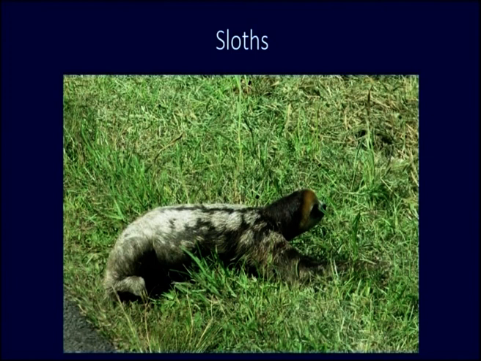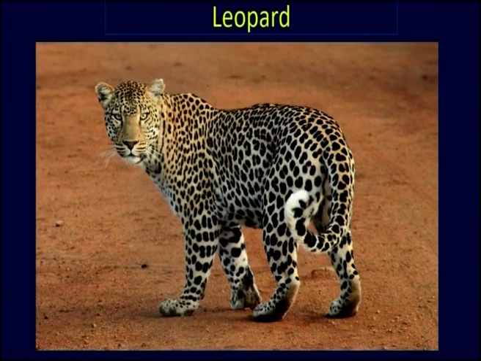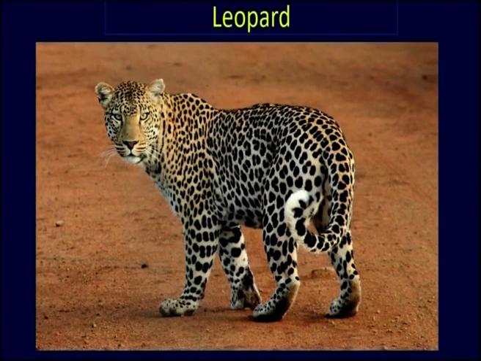Now, let us look at the lifestyle of a leopard. Leopard is a wild animal. It lives in the forest. It climbs trees and lives in trees. Leopard sleeps during the day and hunts animals at night. It is a nocturnal animal. Leopard has black spots on its body. Leopard can run at a speed of 58 kilometers per hour.